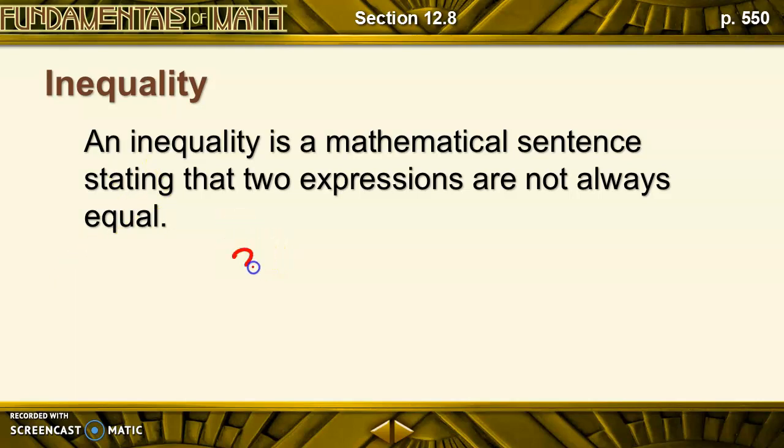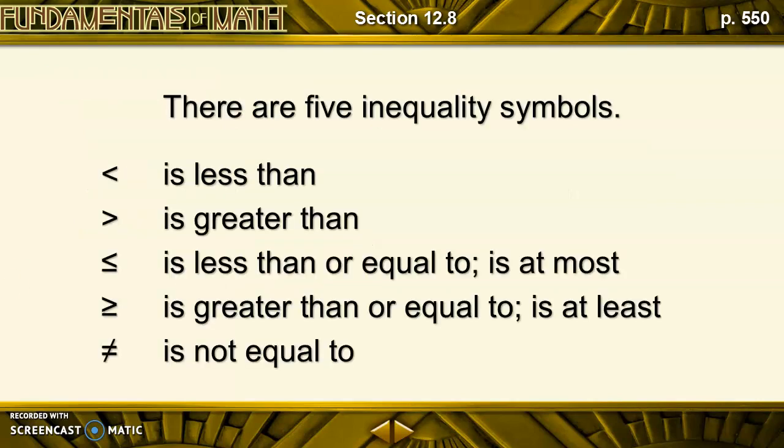Ready for it? 3 is less than 5. This is an example of an inequality because it is actually true that 3 is less than 5. $3 is less than $5. But all an inequality is saying is that these two statements are not equal. Okay? There's a lot of other inequality symbols. So here, why don't we go ahead and take note of these. We have 5 inequality symbols.